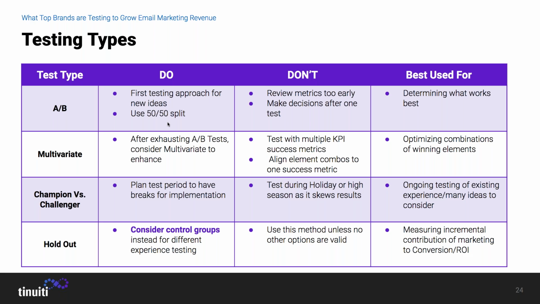Champion versus challenger. So this is when you might have it going out to a smaller group and then out to the larger group afterwards. Don't test this during a holiday because it could skew the results, especially with timing and things like ISP throttling that we see happening.